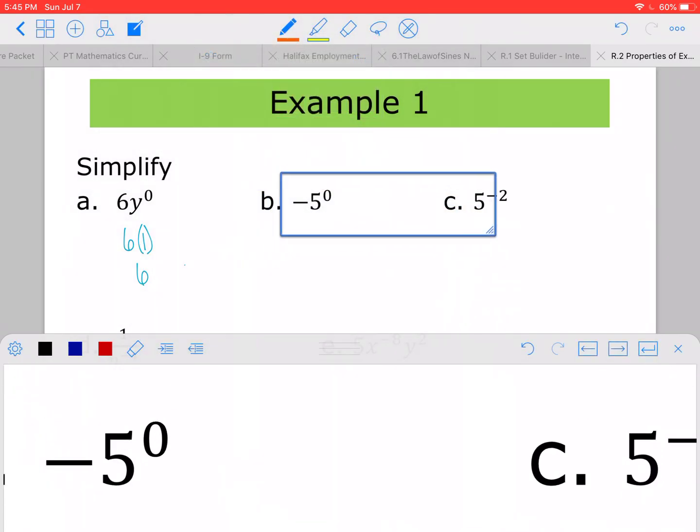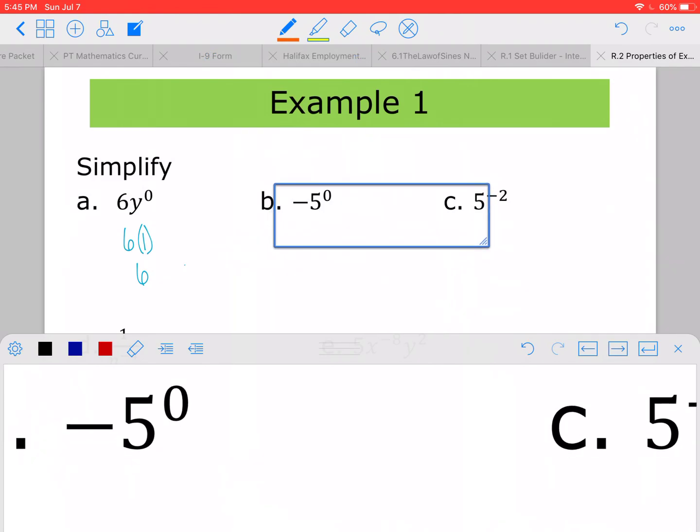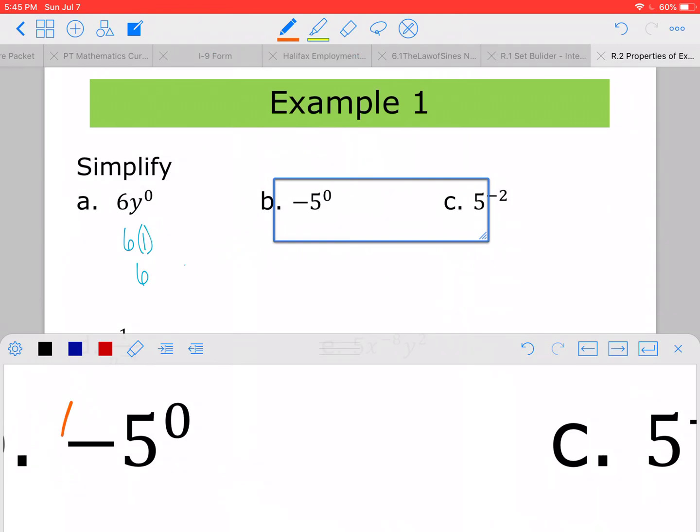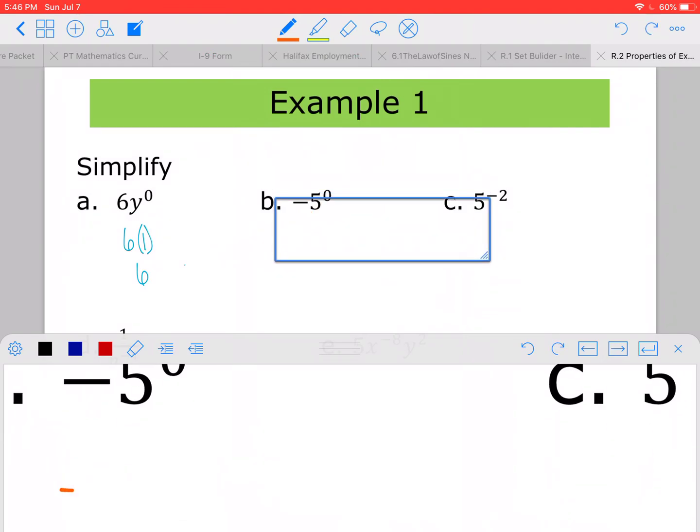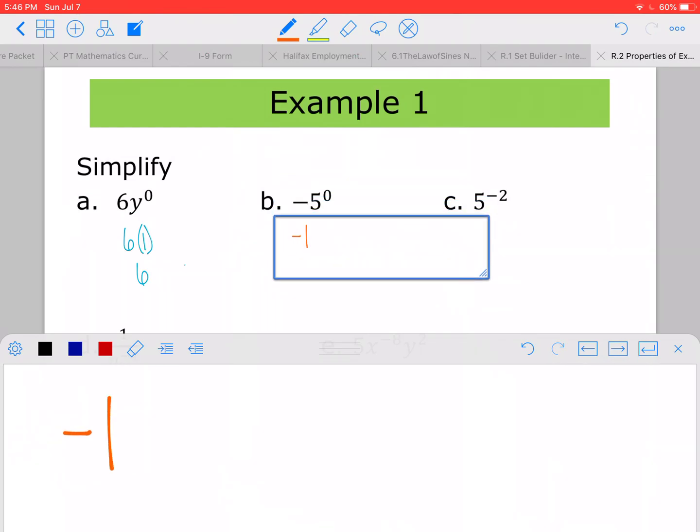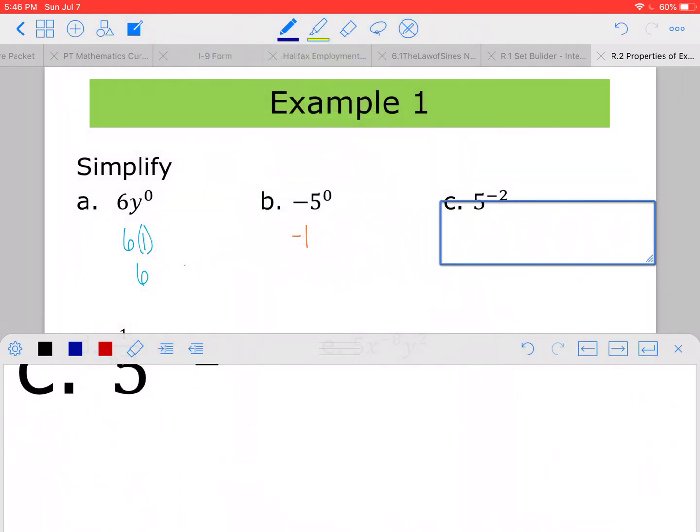For part B, negative 5 to the 0th power. Since this is not in parentheses, if it were in parentheses, then negative 5 to the 0th power would be 1, period. But since it's not in parentheses, then it's just the 5 being raised to the 0th power. So we keep our negative, and 5 to the 0th is 1. So our answer is negative 1.